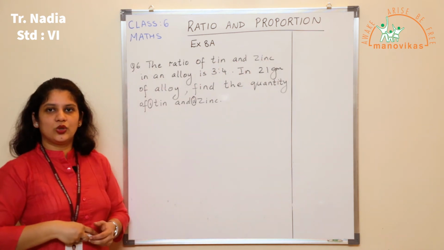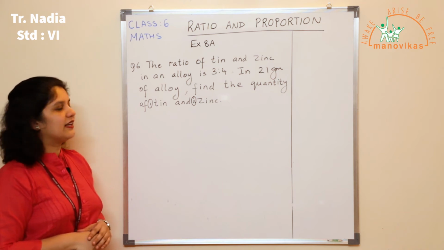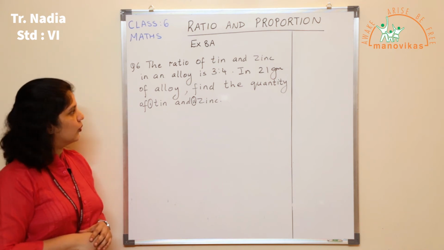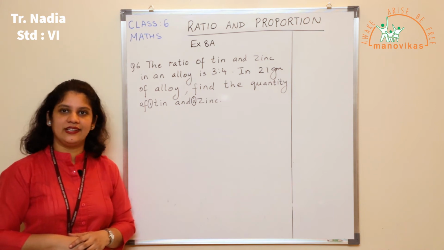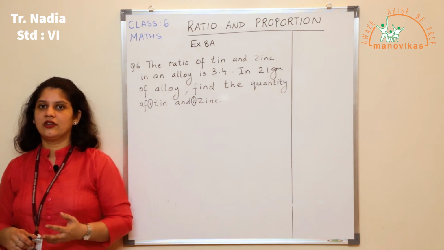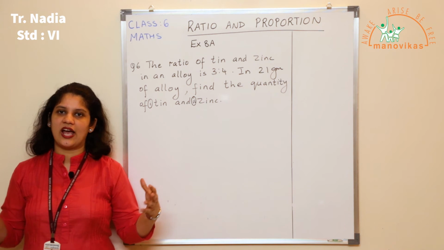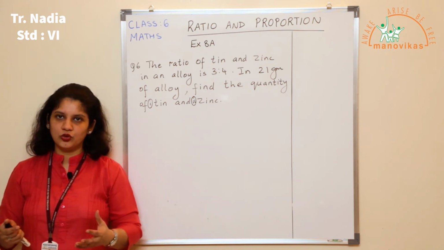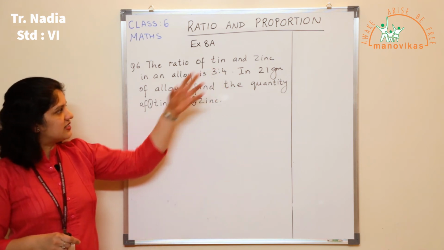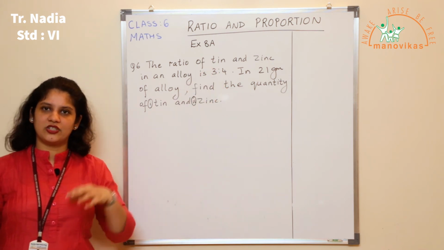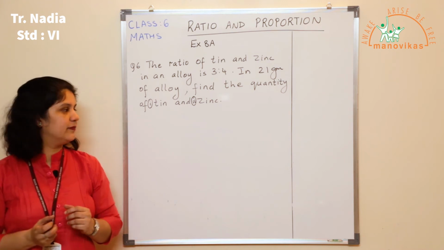Okay, let us now go to question number 6. The ratio of tin and zinc in an alloy is 3:4. In 21 grams of alloy, find the quantity of tin and zinc. First of all, children, I hope you all know what is the meaning of alloy. Alloy is a metal which has a combination of 2 metals. So it is a metal in which 2 metals are there. So this is an alloy in which there is a combination of tin and zinc. There are 2 metals involved in this alloy.